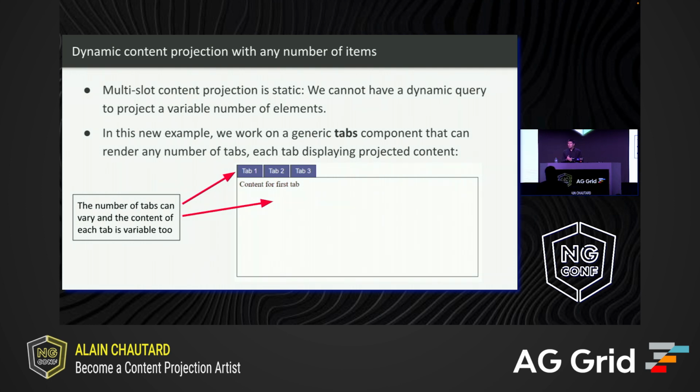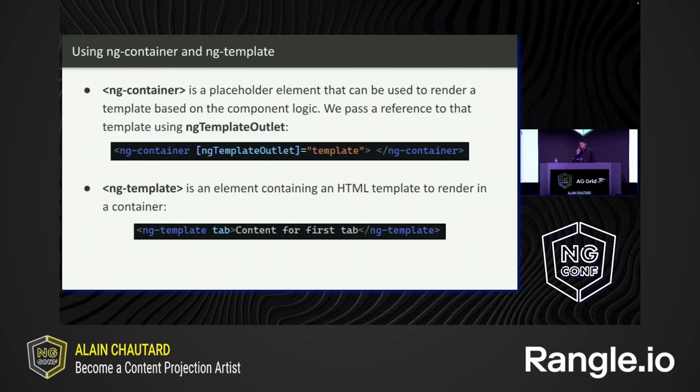So the example we're going to take for this is creating a tabs component. We want to create a tabs component where we can have one tab, two tabs, 10 tabs, we don't know. It's just going to depend on the use case. So this is going to change over time. This is going to depend on what we want to do with that component. So to achieve this, we are going to use ng-container and ng-template.